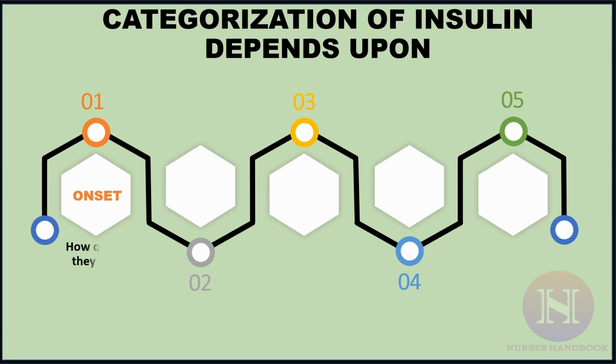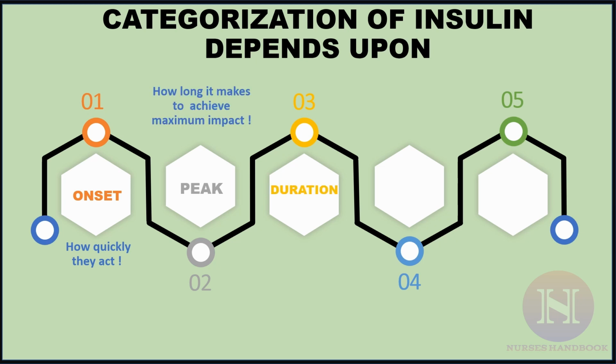First is onset, that is the time taken by the insulin to reach the bloodstream and start decreasing the blood sugar. The next one is peak, that is the time during which insulin is at maximum strength in terms of lowering the blood sugar. A very important point to remember here is hypoglycemia is most likely to occur when the insulin has the strongest effect, and that is at this peak.